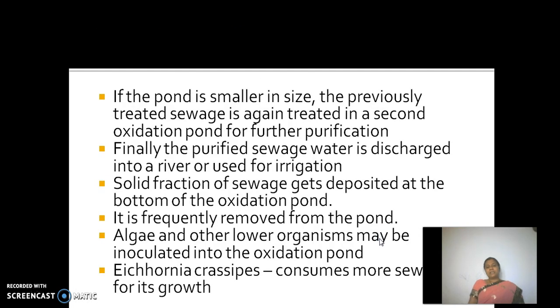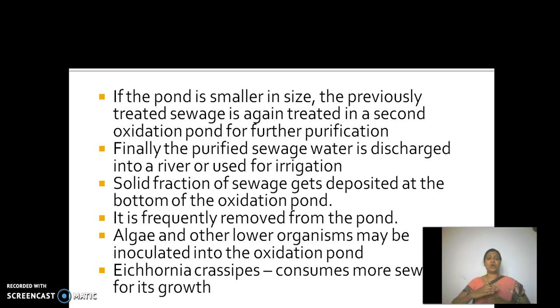If the pond is similar in size, we can go for another oxidation pond. The sewage water is first treated in the first oxidation pond. After that, it will be collected and sent to the second oxidation pond for further purification. Finally, the purified sewage water is discharged into a river or used for irrigation purposes. Regarding the effluents, the treated sewage water is collected and discharged into a river.